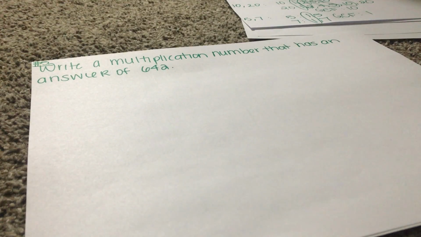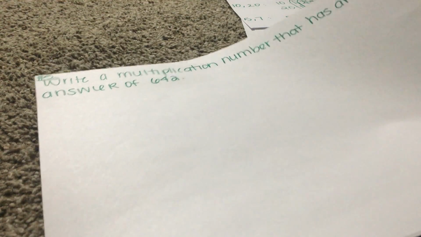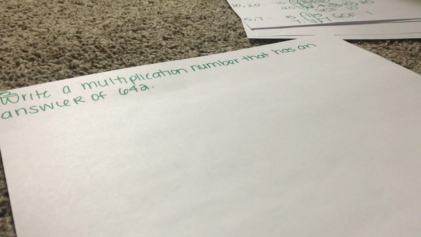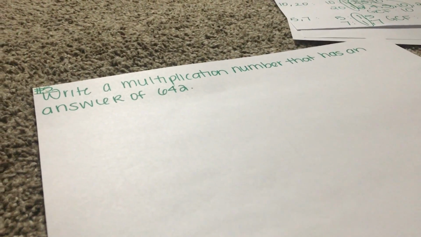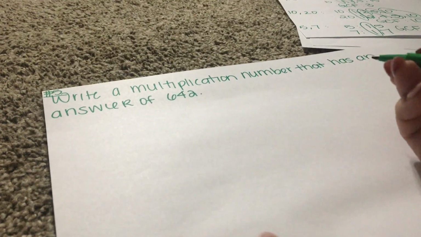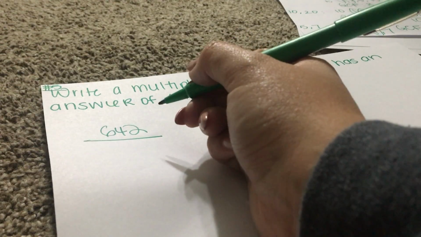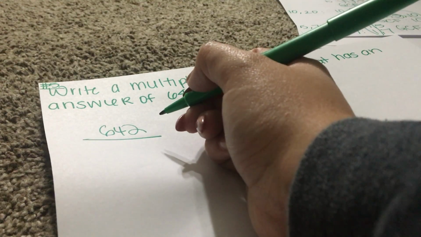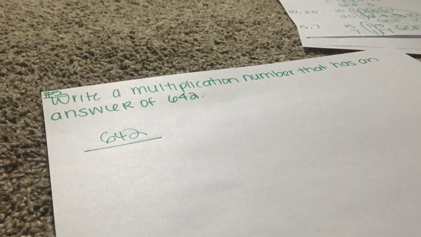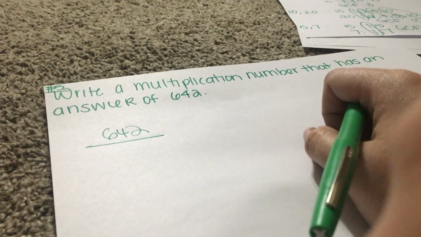For this next question, we are instructed to write a multiplication number that has an answer of 642. So the way that I used to do this when I was in school that made it easier for me was that I would first look at the number and determine what number it is divisible by, which basically means what number we can multiply or divide into to get an answer.